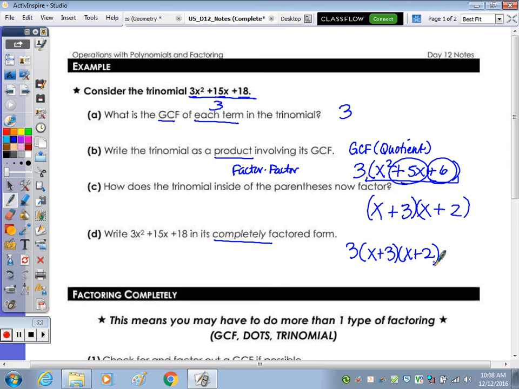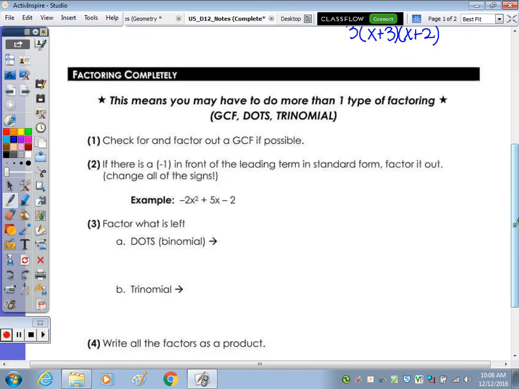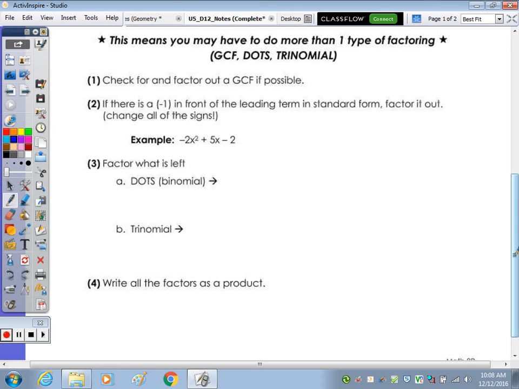So factor completely means you factor till you can't factor anymore. This means you may have to do more than one type of factoring. So the first thing you want to do is always, and this is laid out for us again, guiding us through the process, checking for that greatest common factor. If there's a greatest common factor, you want to factor it out first. So step one, factor out a GCF if possible.